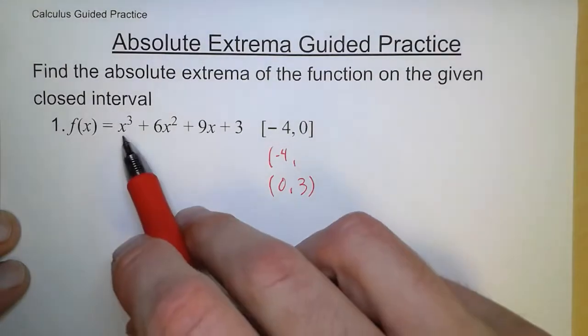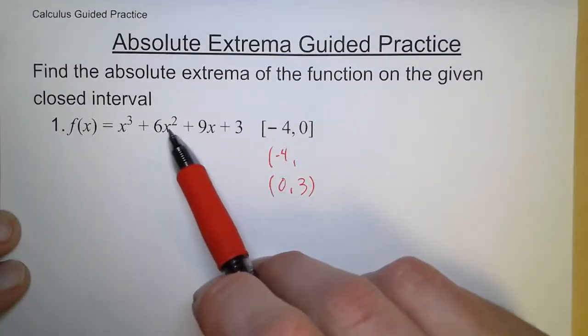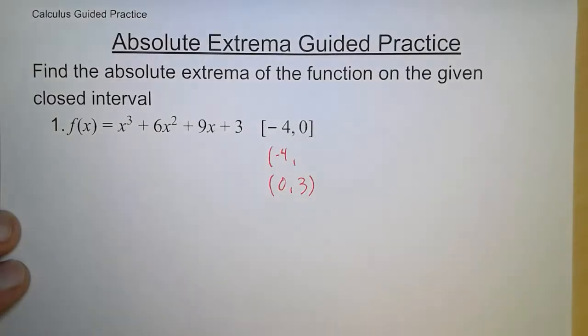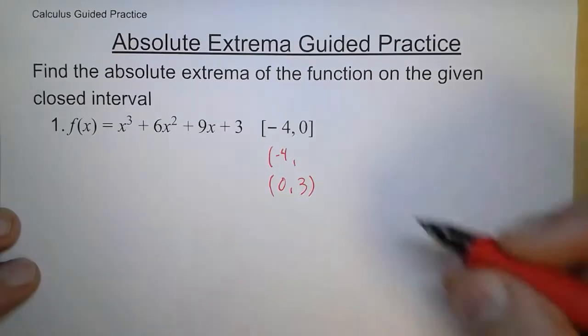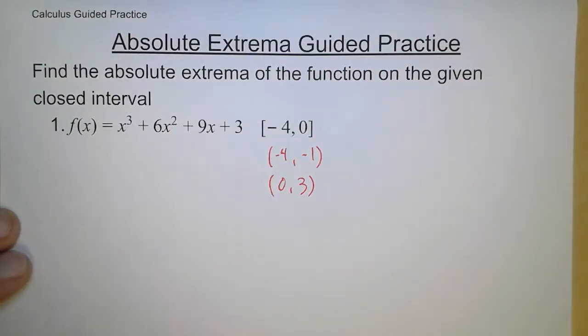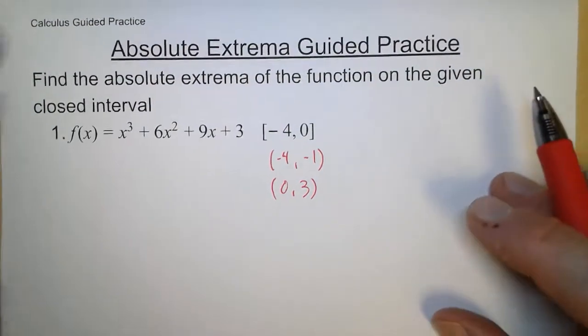If we plug in -4, let's see, we get -64 here, plus 16 times 6, minus 36, and then we'll add 3. So that gives us a value of -1. Now, these could be the high and low values of our interval, but we don't know. But this is our starting point.